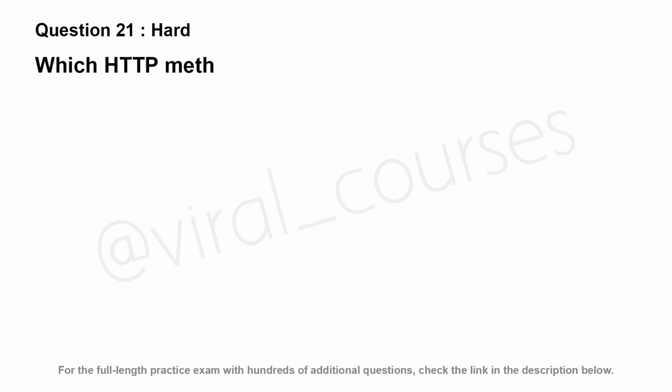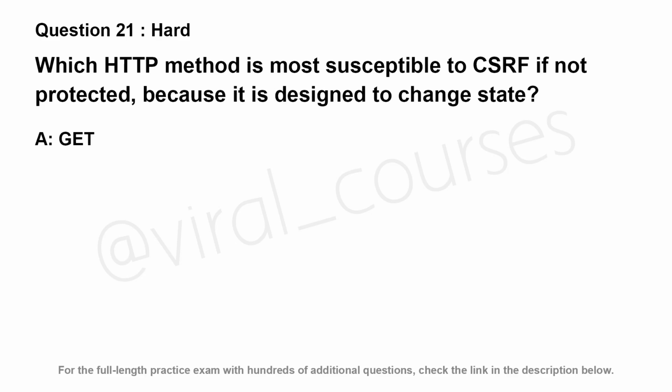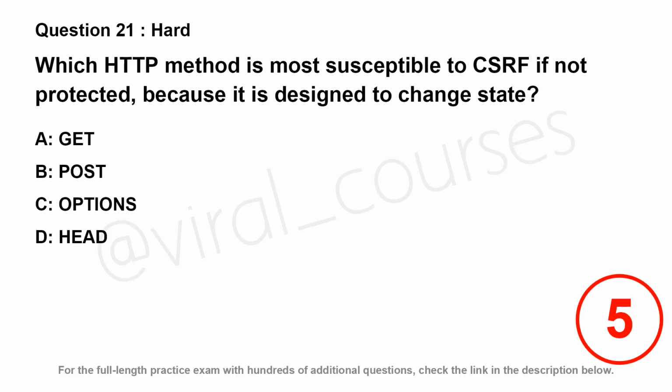Which HTTP method is most susceptible to CSRF if not protected, because it is designed to change state? Option A, GET. Option B, POST. Option C, OPTIONS. Option D, HEAD.